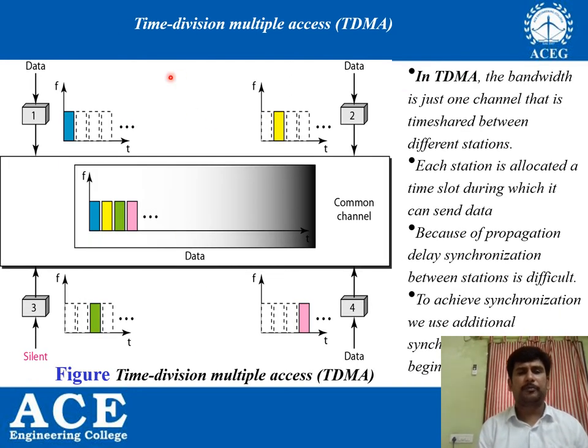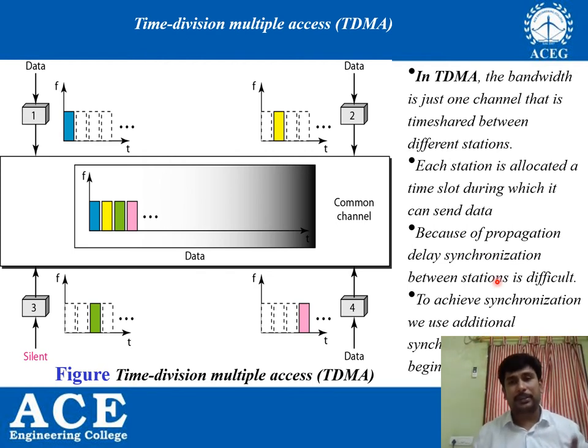The second type of channelization protocol is referred to as time division multiple access. In time division multiple access, the bandwidth is just 1 channel. So we are not going to divide the channel into bands, but that particular channel will be shared between different stations in time slots. So here the channel is time shared between the different stations. Each station is allocated a particular time slot during which it can send the data. But in TDMA, because of the propagation delay, synchronization between stations is difficult.